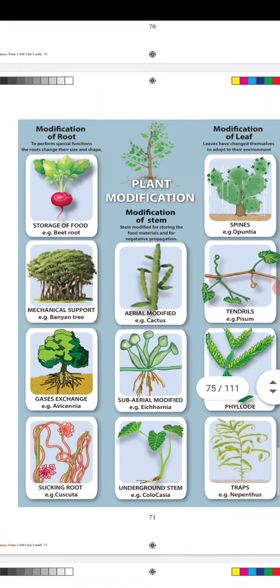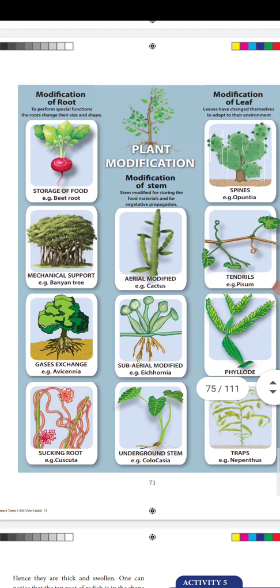In the banyan tree there are more supporting roots present. Mechanical support is present in the banyan tree. One banyan tree covers a large area. Next one is gaseous exchange.